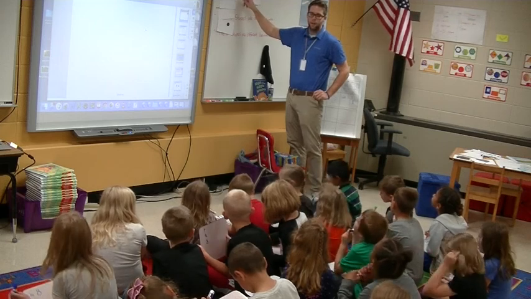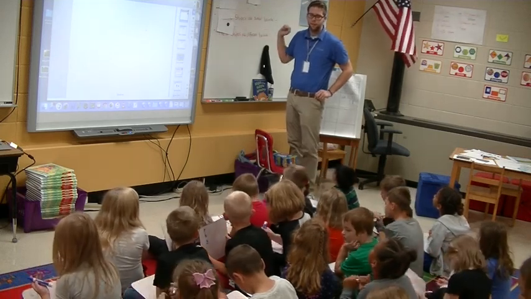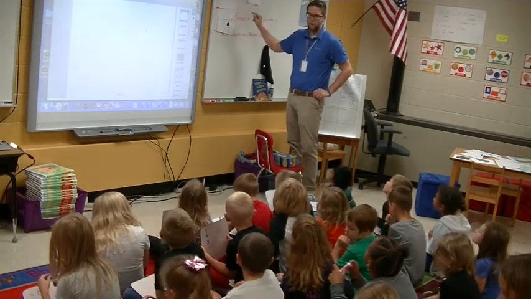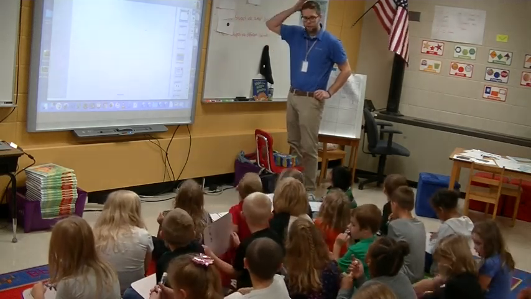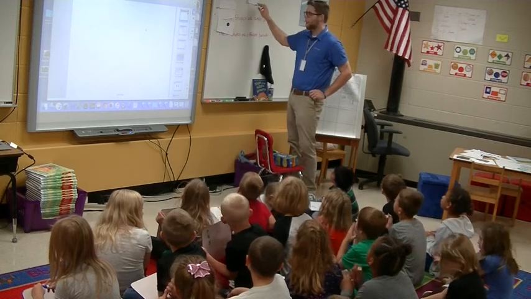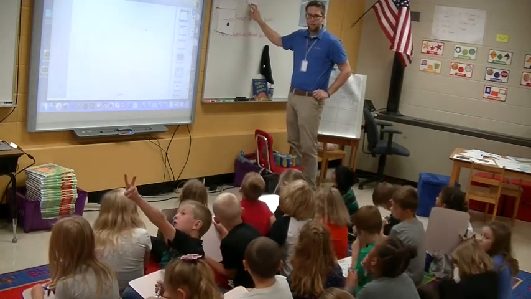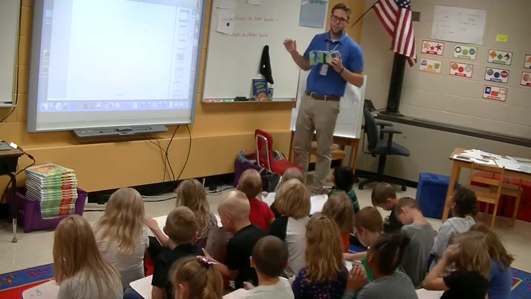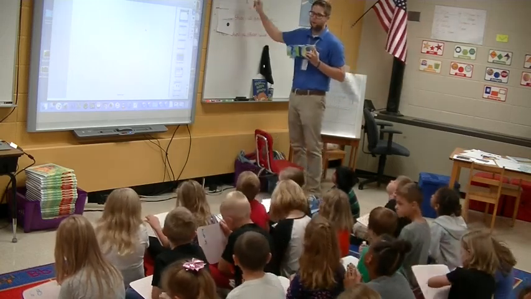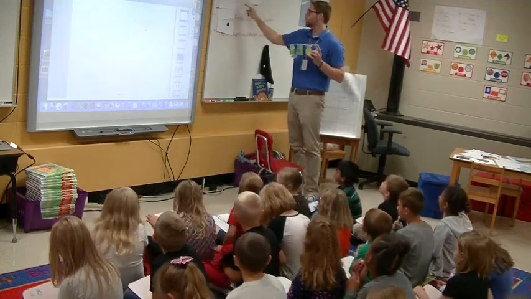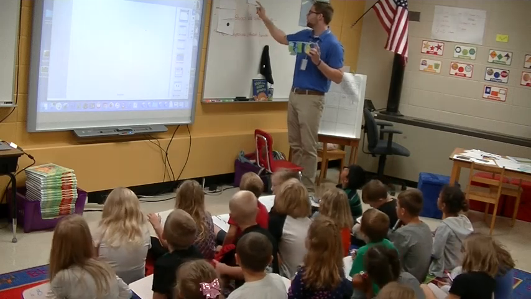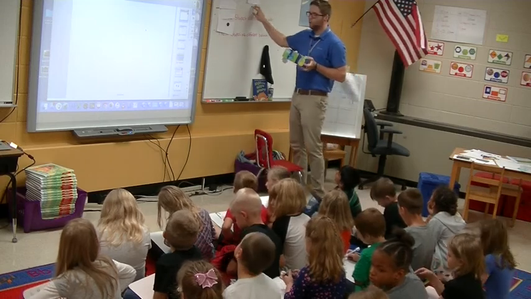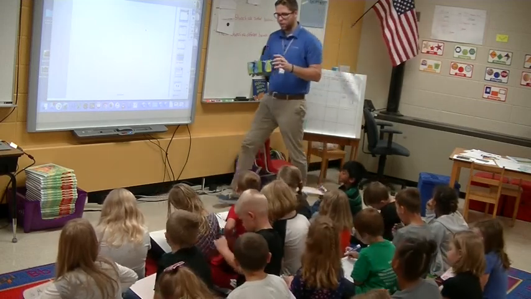How many rectangles do we have in a rectangular prism for our faces? 4. Lauren, how many faces do we have that are rectangles in a rectangular prism? 4. And we have how many squares, boys and girls? 2. So every single time we have a rectangular prism, how many faces does it have? 6. 1, 2, 3, 4, 5, 6. And 4 of them are rectangles, and 2 of them are squares. How many vertices do we have, or corners?